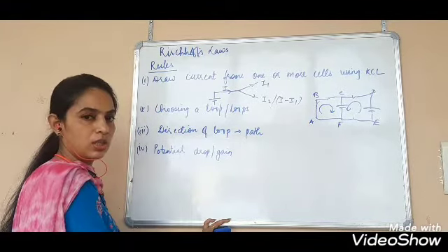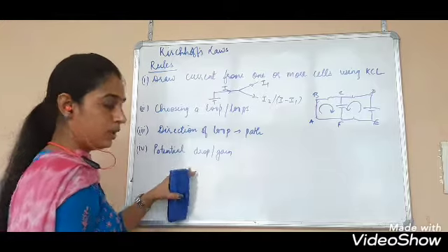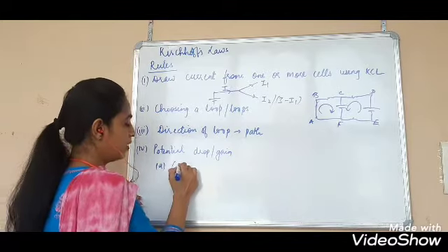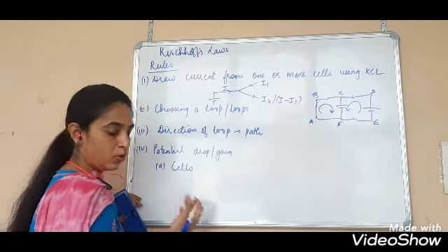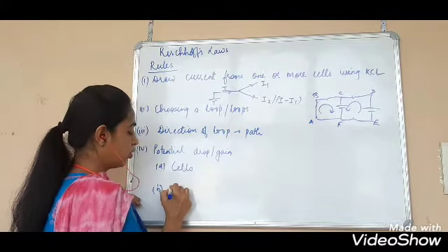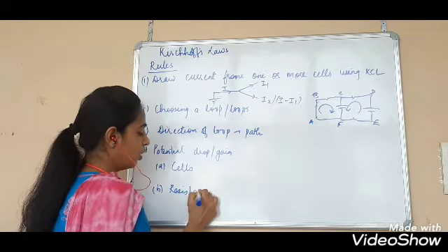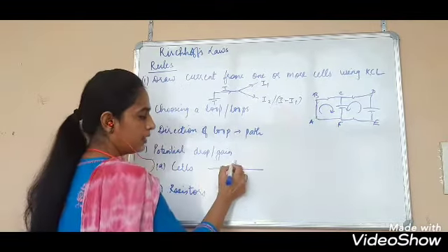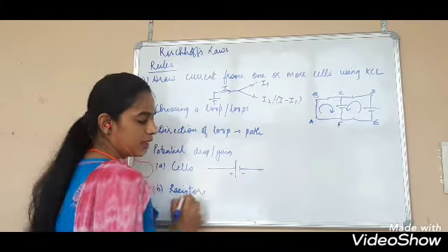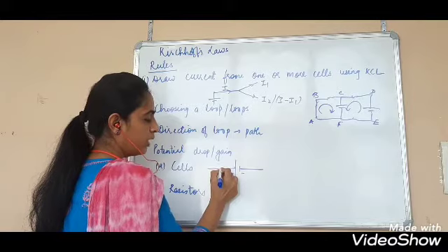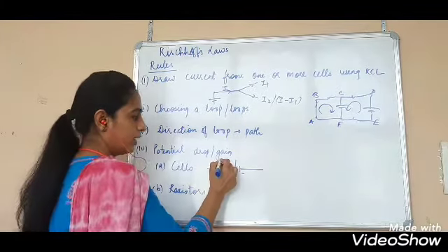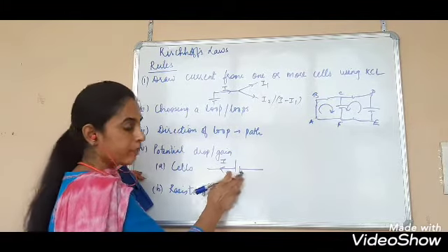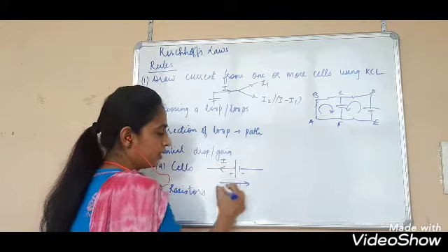Then the fourth is potential drop or gain in a loop. This is very important and the most confusing one. You will find two types of potential drops: one is the potential drop or gain in cells, and the second is the potential drop or gain in the resistors. In the cells, for example, this is a cell. You know this is the positive terminal and this is the negative terminal of the cell. And if you've drawn current like this from the circuit, so current I is like this.